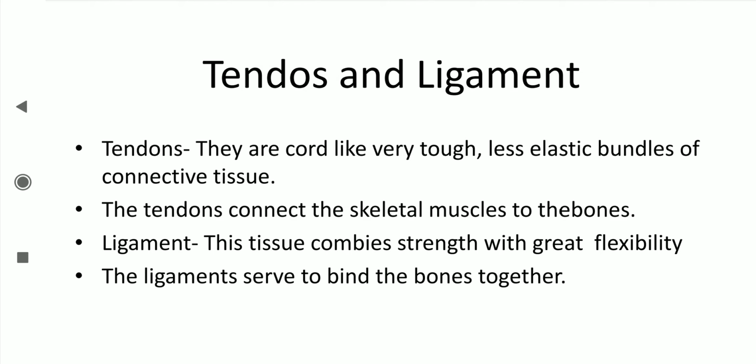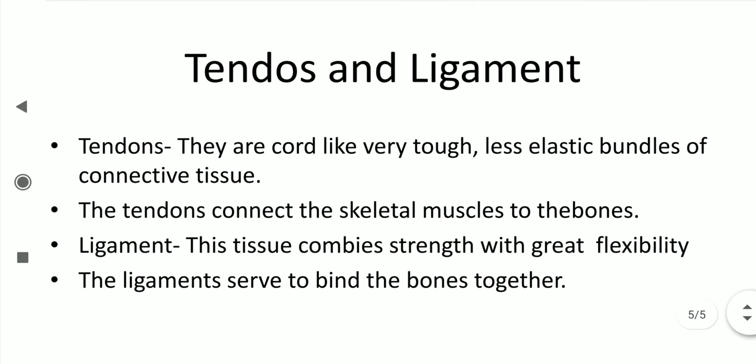Sometimes you must have heard that someone twisted an ankle, and the doctor says that a ligament rupture is there. So what is ligament? Ligaments are fibrous tissues and they are flexible. They give strength and flexibility. And what is their function? To join two bones together.